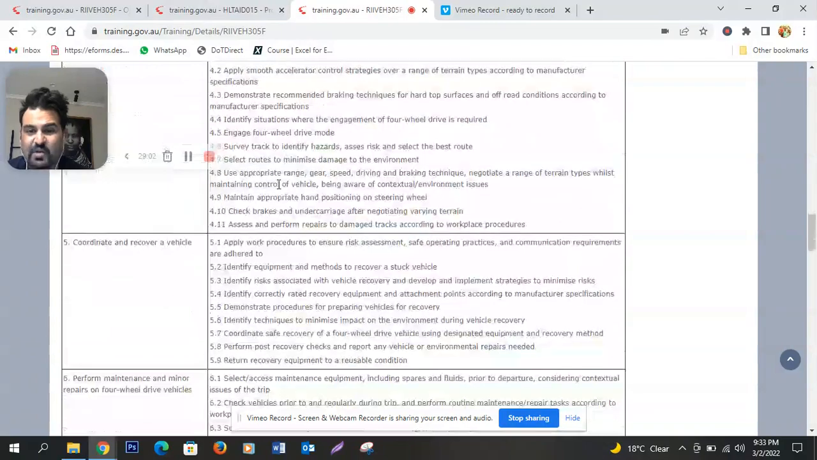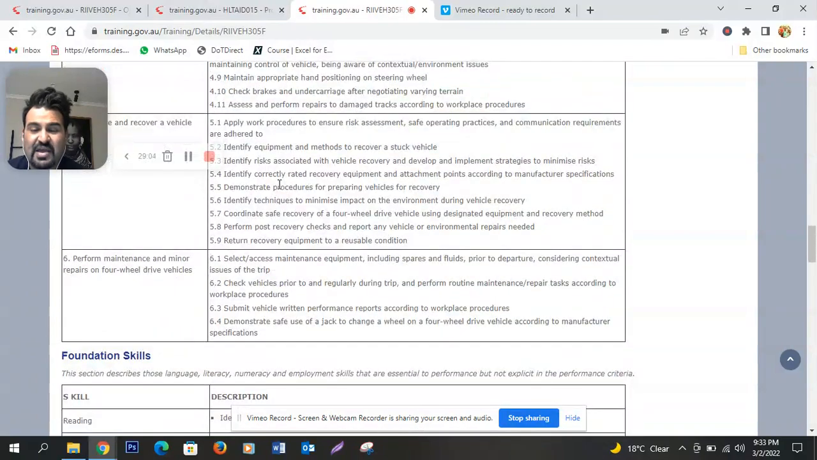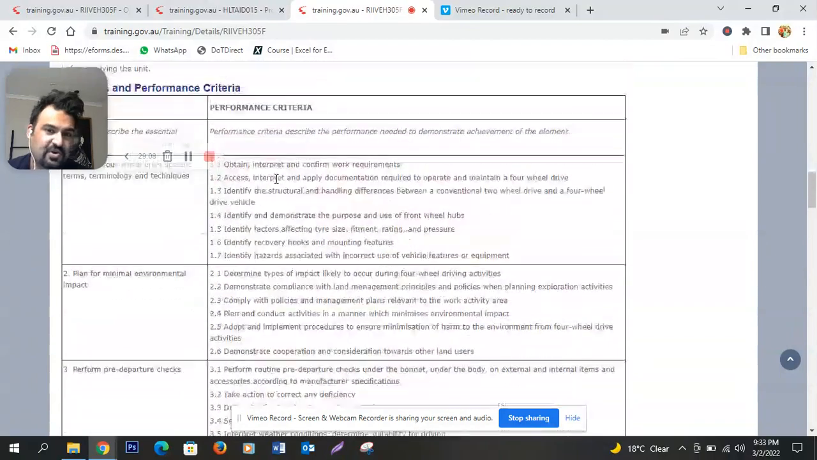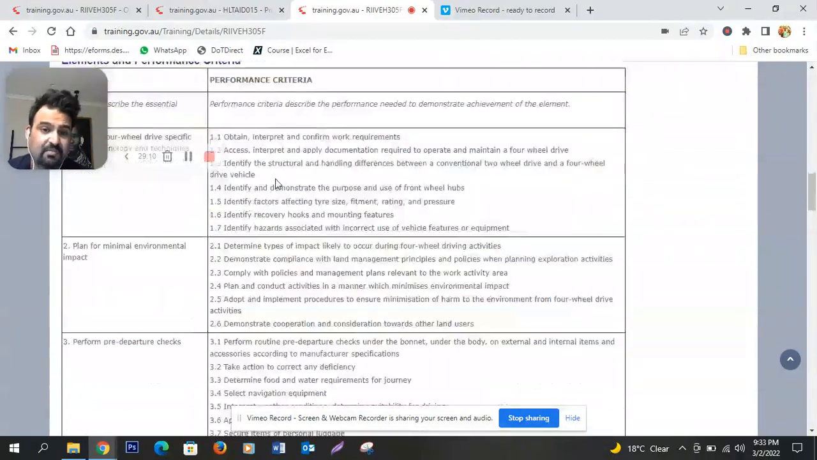You want to check whether they are ticking the basics of the unit of competency or not. And if they're not, you need to retrain it. Sometimes your assessment tools are so badly written as well that everyone passes. I would just say don't do that.